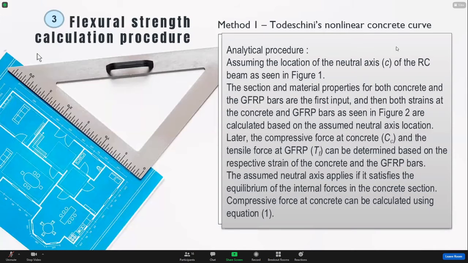Next, the flexural strength calculation procedure. The first method is the Todeschini nonlinear concrete curve. The procedure to calculate the flexural capacity of concrete beams reinforced with GFRP bars proposed in this study is developed based on strain compatibility and internal force equilibrium.